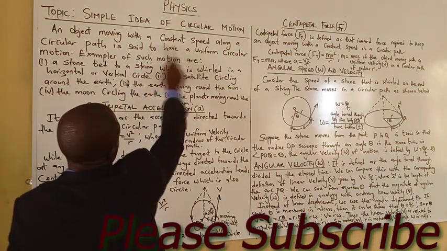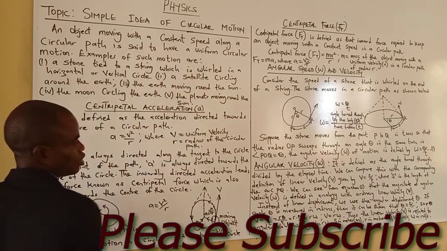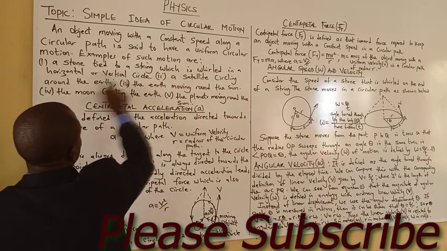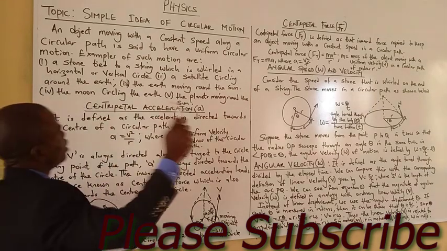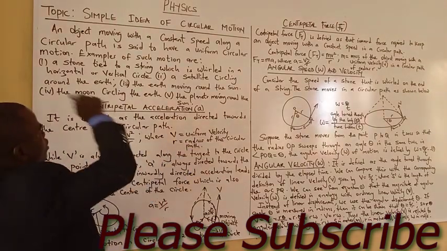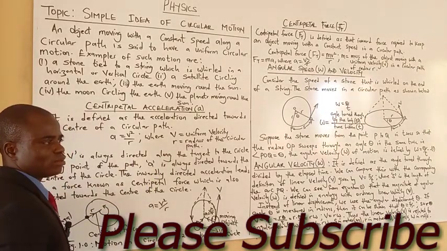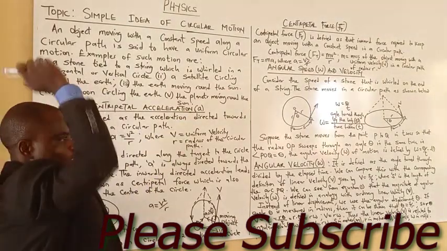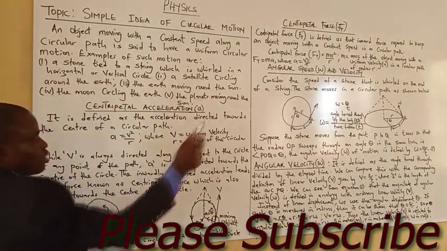An object moving with a constant speed along a circular path is said to have a uniform circular motion. Examples of such motion are a stone tied to a string which is whirled in a horizontal or vertical circle. You are whirling it round. That's a circular motion.